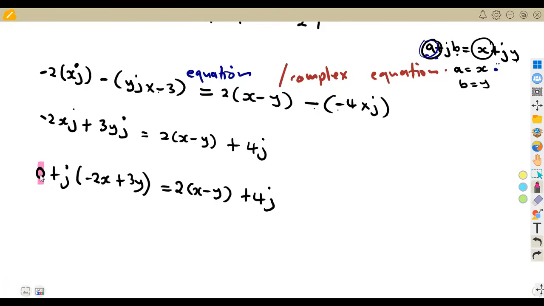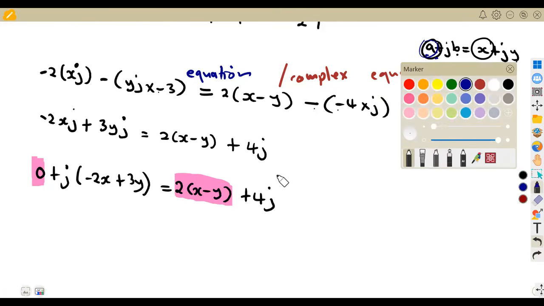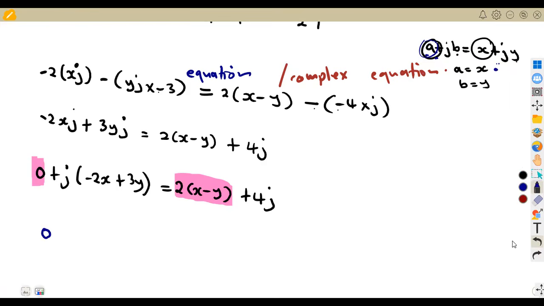All right. So this one is our real term, and on this side, this is your real term. These two are supposed to be equal because they are real terms. They are the only real terms that we have. So it means, therefore, from real terms, we are going to see that 0 is going to be equal to 2 into x minus y, which means we have formed an equation from there.